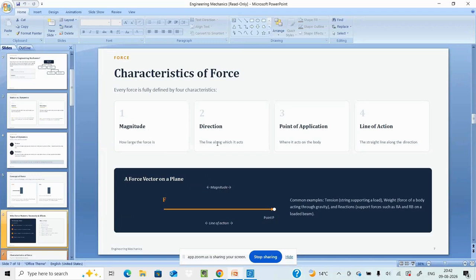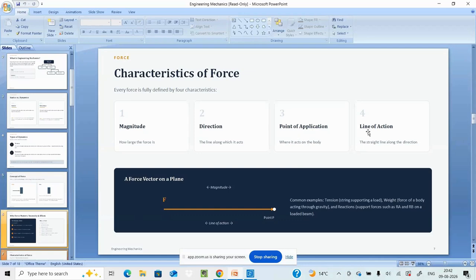And direction. Direction may be the line along which it acts. Either it is acting horizontally or vertically or as a rotational force. So the first one is magnitude, the next one is direction. Next, the point of application, where it acts on the body. If you see here, it acts at this particular position, this F indicates force. So it is acting on a particular point. Point of application means where it acts.